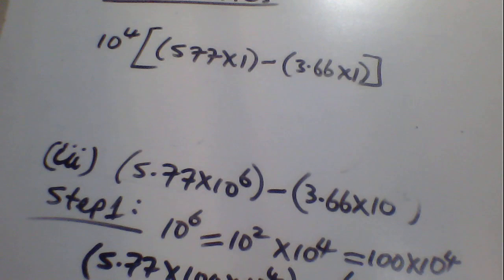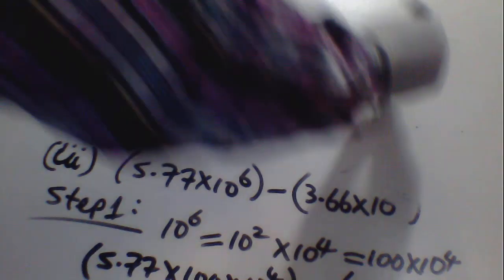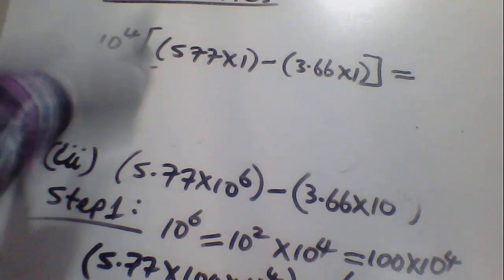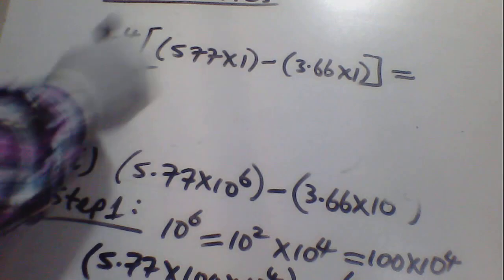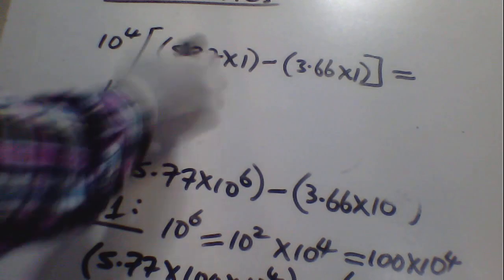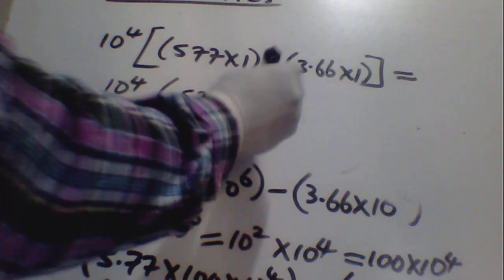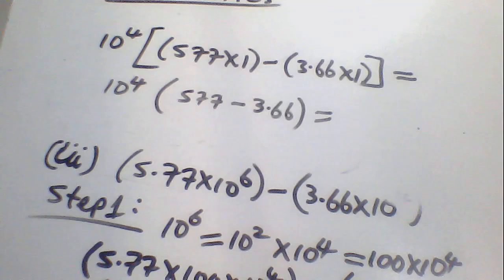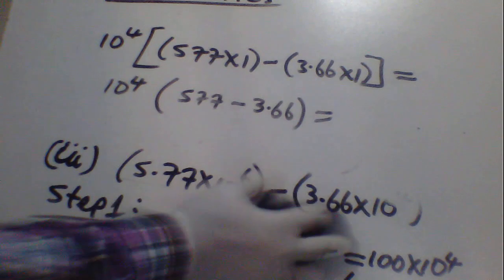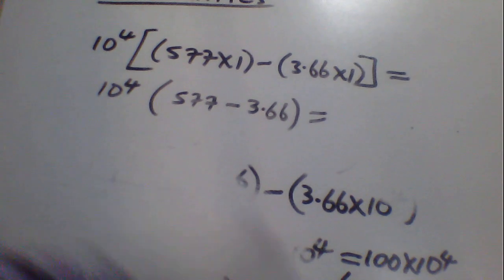Alright, so from here we can say simplify. From here we have 10 raised to the power 4 in bracket: 5.77 times 1 will give us 5.77, minus 3.66 times 1 will give us 3.66. So what is the next thing to do here?